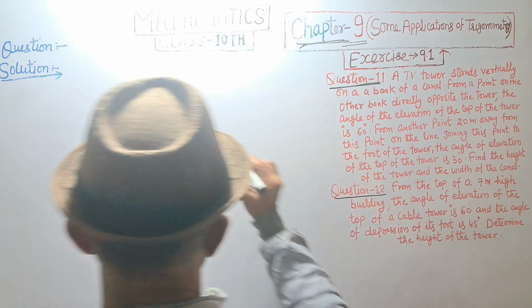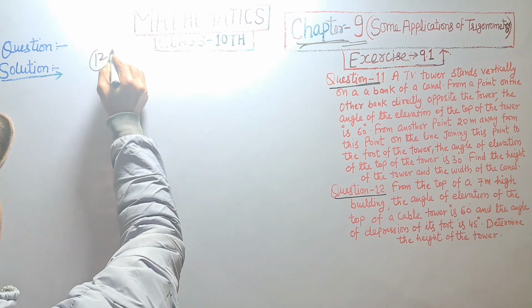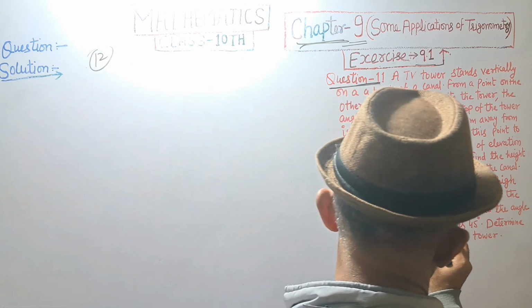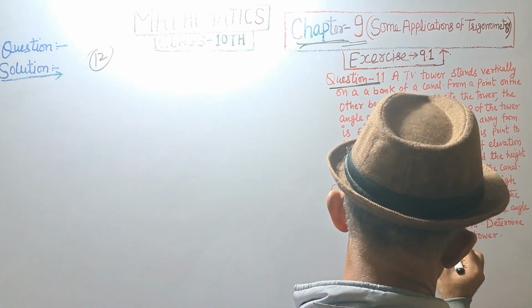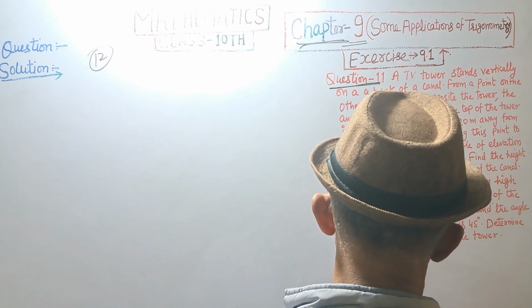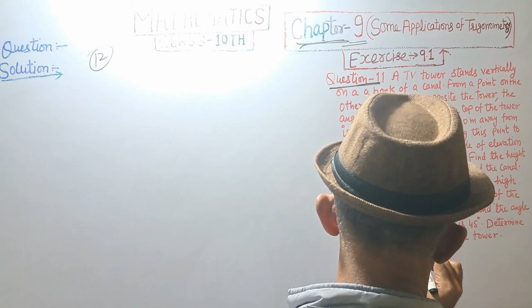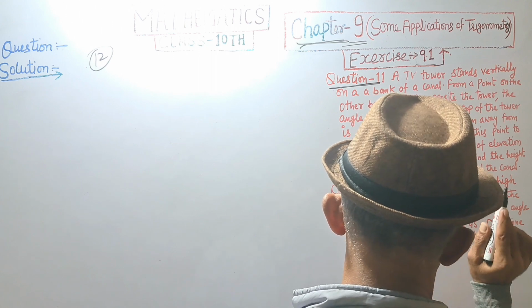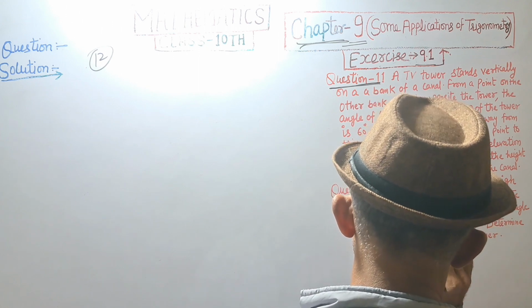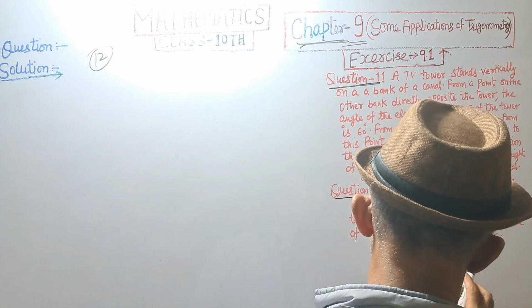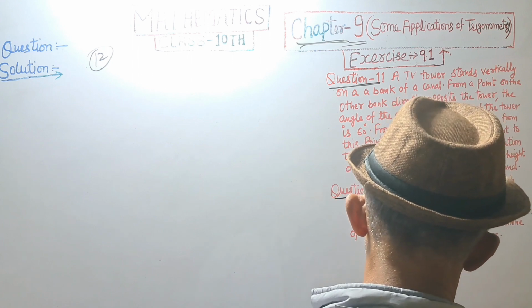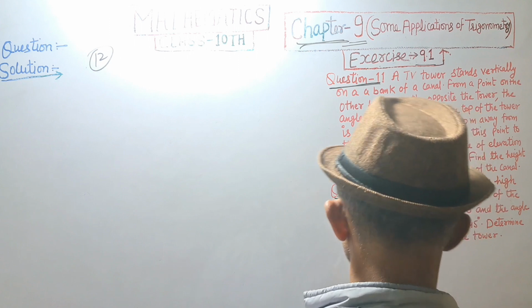Question number 12. From the top of a 7-meter high building, the angle of elevation of the top of a cable tower is 60 degrees, and the angle of depression of its foot is 45 degrees. Determine the height of the tower.